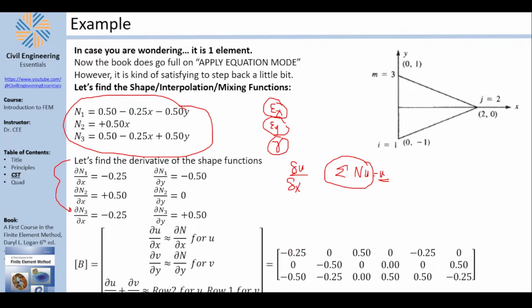Now with those known, I can construct my B matrix. The crazy part in this example is that the book immediately jumps into constructing the B matrix, but now at least you know the steps.